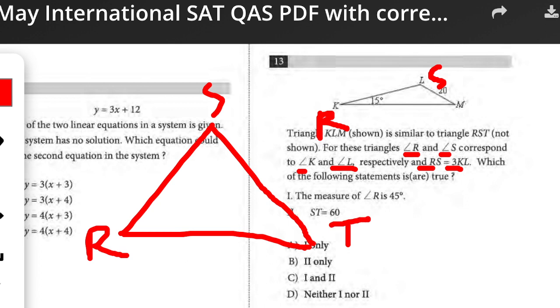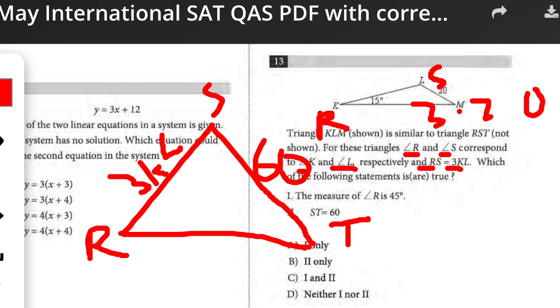Okay, well we know this is 20, and RS, they said, is 3KL. So every side length in this bigger triangle is 3 times it. If this is RS, this is 3 times KL. We don't know what KL is. We do know that LM is 20, so this should be 3 times 20, which is 60. So ST is 60. And we don't know what RT is.